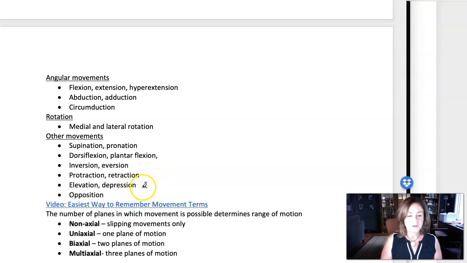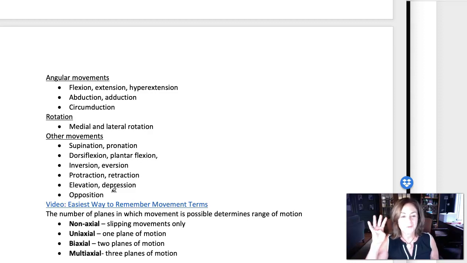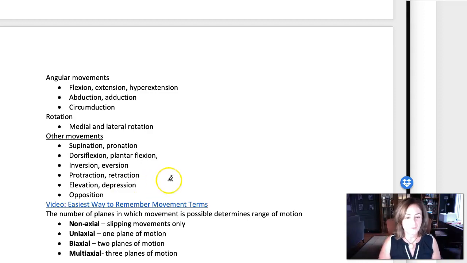Elevation, depression. Elevation to move superiorly, depression to move inferiorly. So shrugging your shoulders, that's elevation, depression. And opposition is a highly specialized movement where we can move our thumb to touch our fingers, which maybe we take that for granted, but think of this, try taping your thumb to your palm and going about your day and moving a computer mouse and brushing your teeth and cleaning your house and writing your notes and all that kind of stuff. So to get an appreciation for that type of movement.